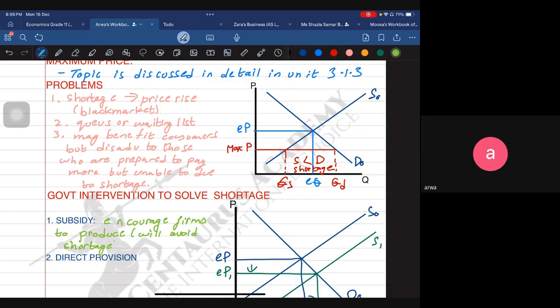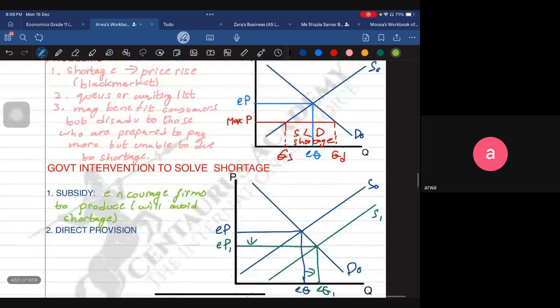Yes, sir. And the second thing the government can do: if this is the quantity which people now want at a lower price, and there are very few people being given this quantity, probably the supply might shift here. Yes, it is a better point, but still it is not enough, not equal to this.